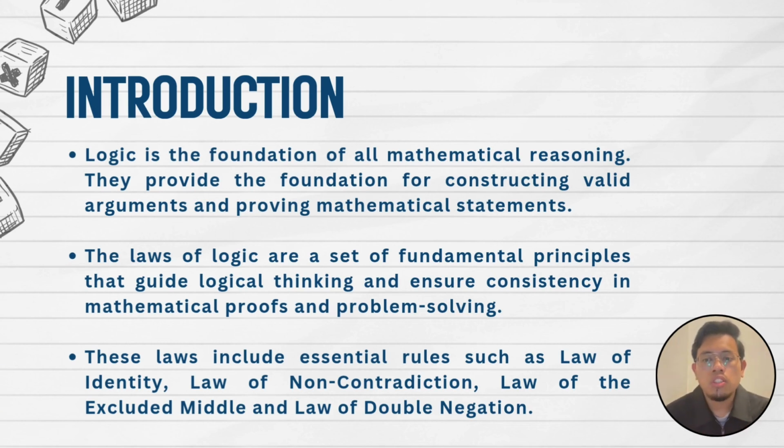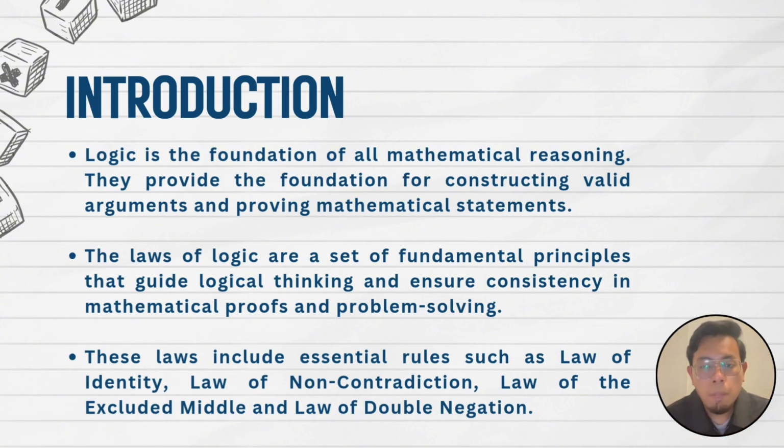Today, we'll touch on some essential rules. The law of identity, which states that an object is the same as itself. The law of non-contradiction, which asserts that contradictory statements cannot both be true. The law of excluded middle, which claims that a statement is either true or false with no middle ground. The law of double negation, which shows that a double negative results in a positive.